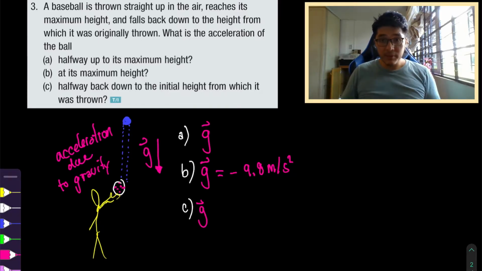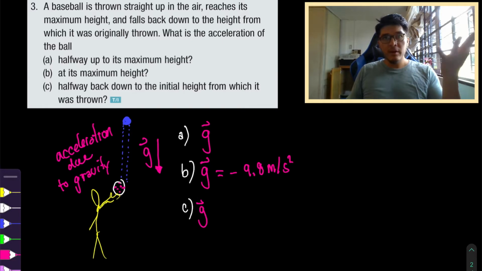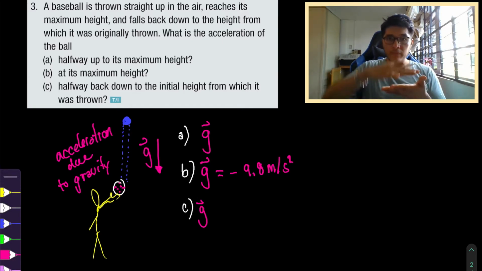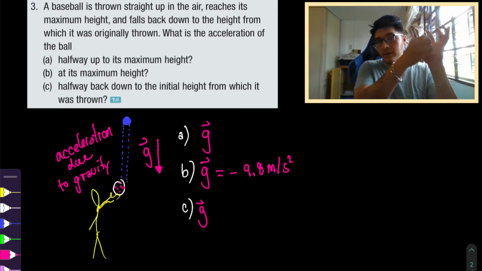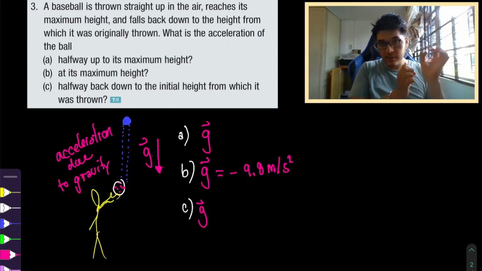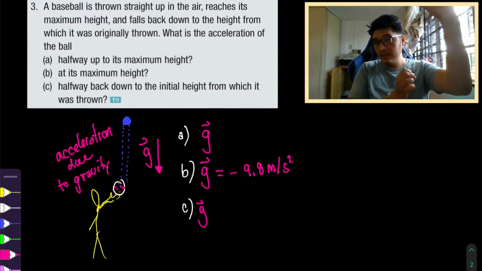So that question is not so exciting. Just keep in mind that whenever an object is thrown up and is falling back down, during the whole vertical motion, it's always experiencing acceleration due to gravity. The only time when the acceleration will be different is while it is still in your hand. So that's why these questions assume the moment that you just released it.